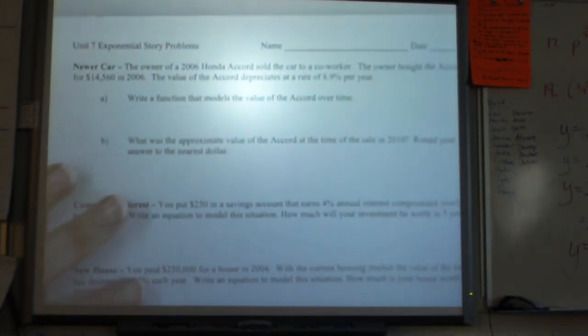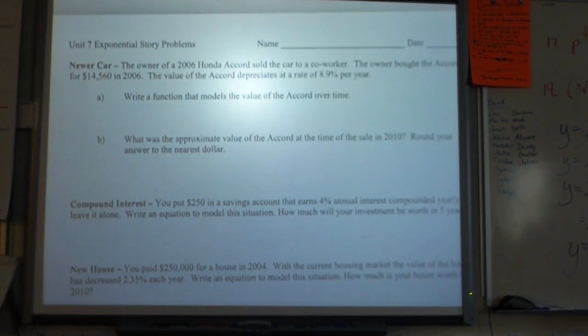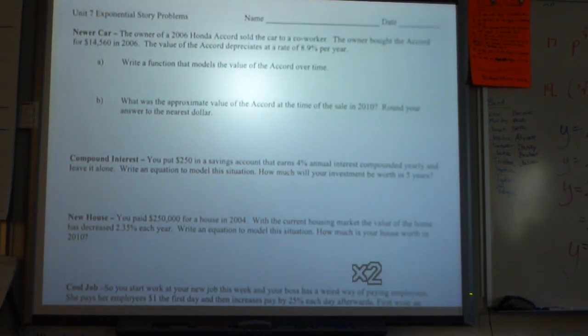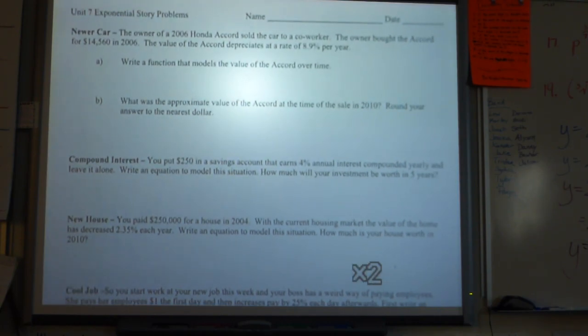Now, what about a newer car that's not a special collector car that people are interested in? So we're looking now at a Honda Accord. The owner bought the 2006 Honda Accord originally for $14,560 in 2006, and sold the car to a coworker. The value of the Accord depreciates at a rate of 8.9% per year. Write a function that models the value of the Accord over time. So do we have appreciation or depreciation here? So we have exponential what?